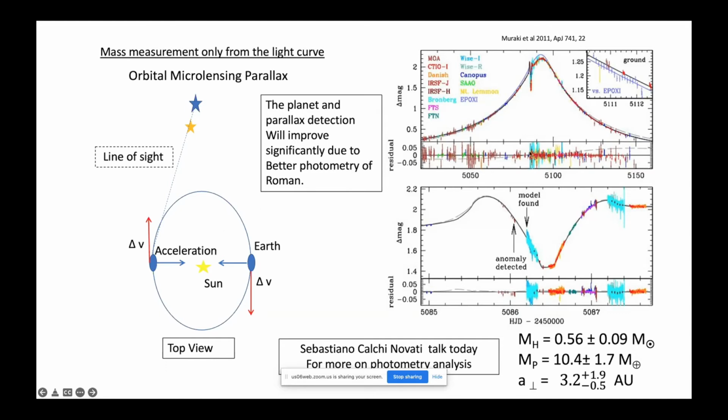And if we can get the parallax and we can get a good signal of the anomaly of the planet, we can get the mass measurements from that. You can see that even from ground-based data, this was a 10 Earth mass planet detected around a 0.56 solar mass star. So with this, I want to say that both the planet detection and the parallax detection will improve significantly due to better photometry of Roman. And I think that Sebastiano Calchi Novati has a talk today with much more on this photometry analysis and how to deal with this.